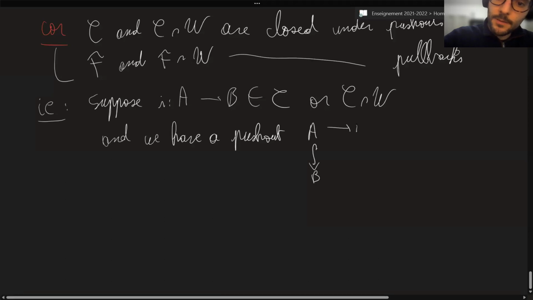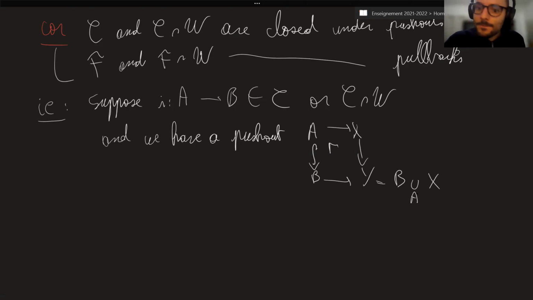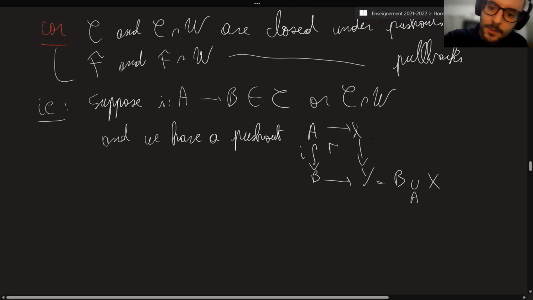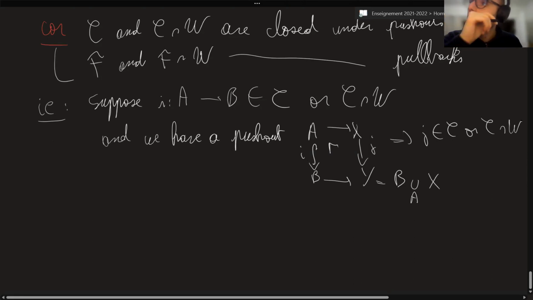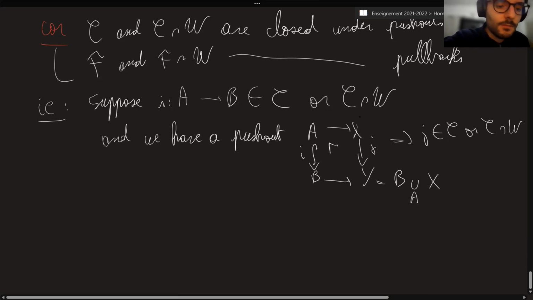So let's assume that you have a push-out like that. So Y is B cup X over A. It satisfies the universal property of push-outs, which I hope everyone is familiar with. So there is a canonically induced map here, and J is a cofibration or an acyclic cofibration. That's what it means. And similarly for fibrations.